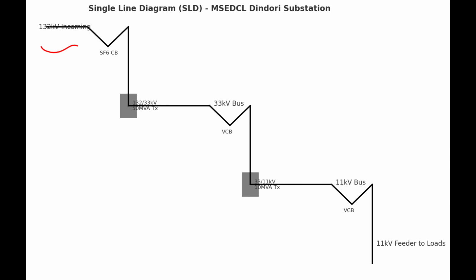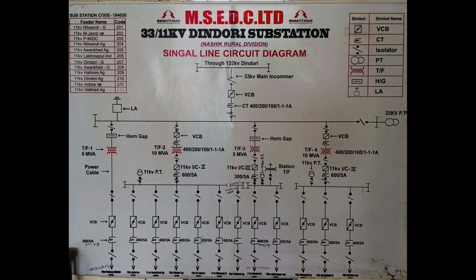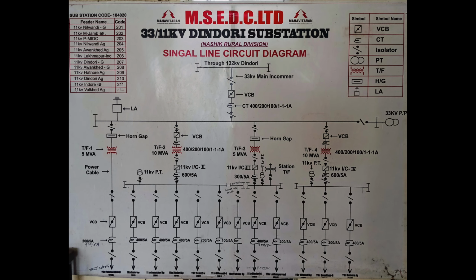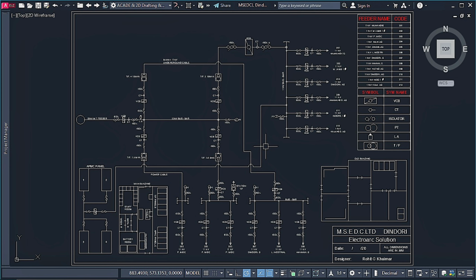Let's get started. This is the single line diagram of the MSCDCL Dindori substation, 33 kV to 11 kV step down feeder line. This is the old version of the SLD, single line diagram of the circuit. This is the new SLD of the Dindori MSCDCL transmission line.